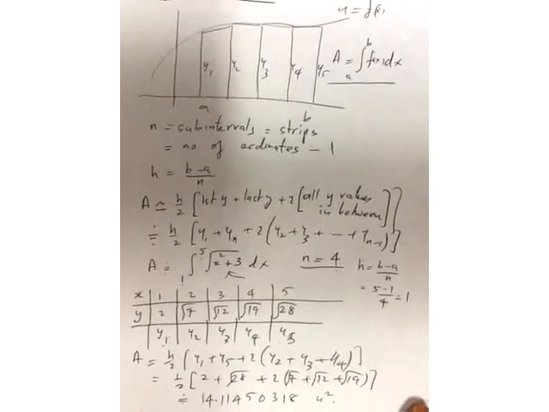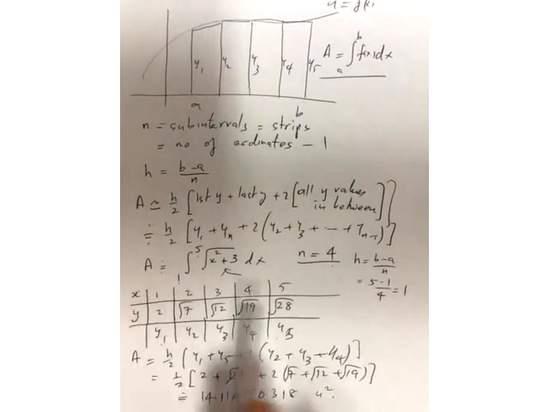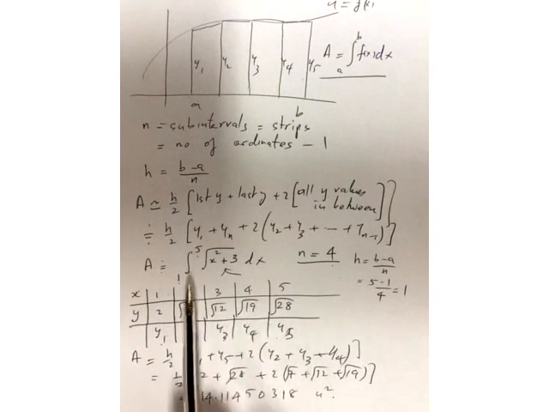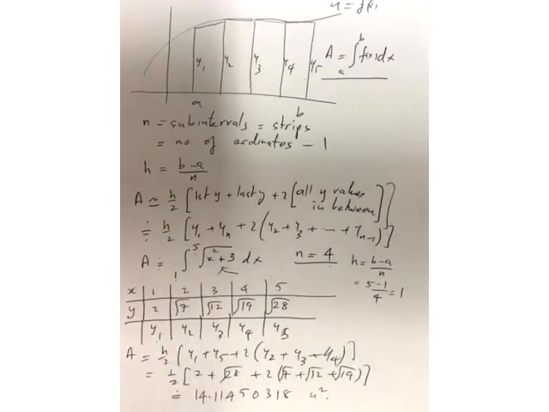So the key is the table. The table is the best way to do the trapezoidal rule. You work out the A, the B, the h, the N, work out what x goes up by, plug it into the function, find the y values and put them underneath. This is the key secret. Y1, Y2, Y3, Y4, Y5: first plus last plus twice the ones in between. You can't miss it. And that's where I stop.